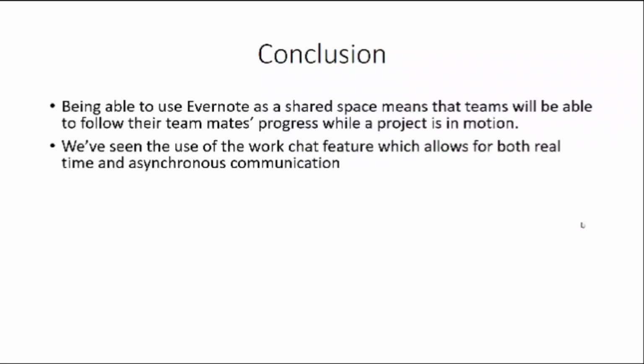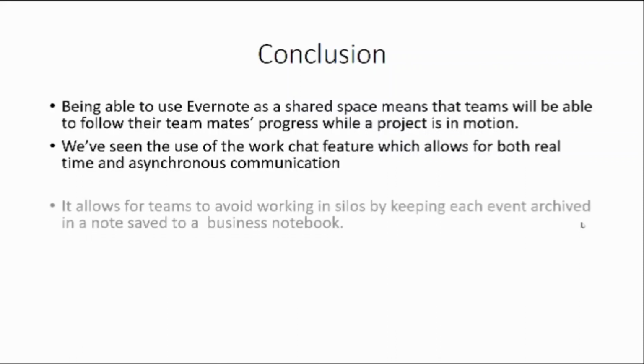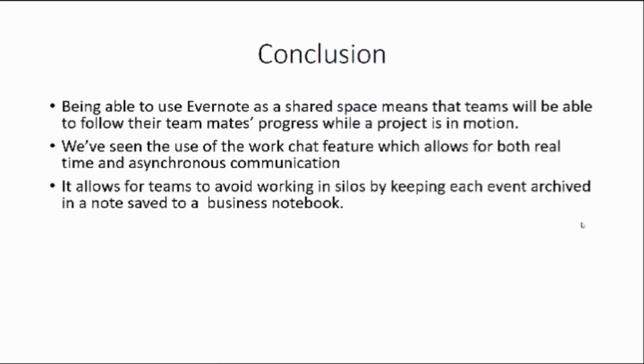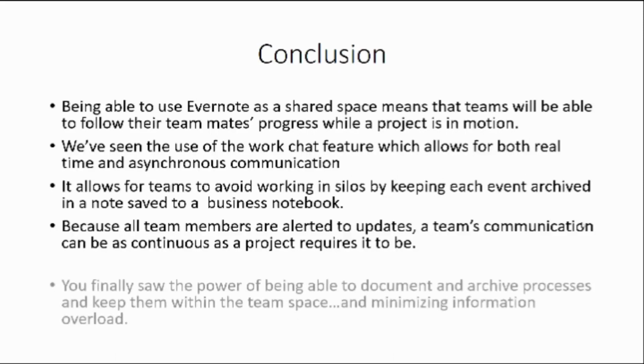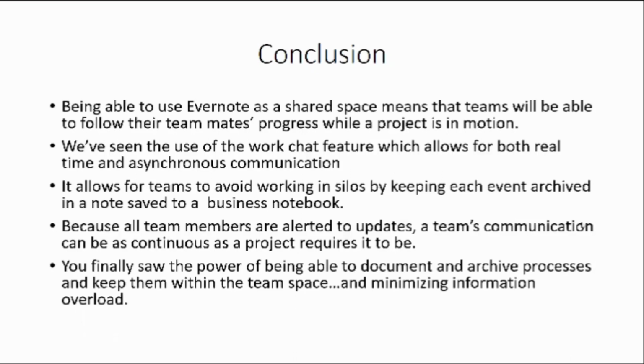We've seen that the use of the work chat feature allows for both real-time and asynchronous communication, again, while the project is actually happening. It allows for teams to avoid working in silos by keeping each event archived in a note saved to a business notebook. And because all team members are alerted to updates, a team's communication can be as continuous as a project requires it to be. And finally, you saw the power of being able to document and archive processes and keep them within the team space, minimizing information overload.